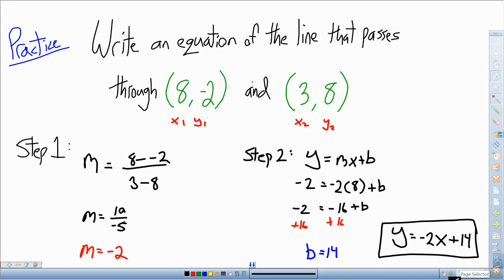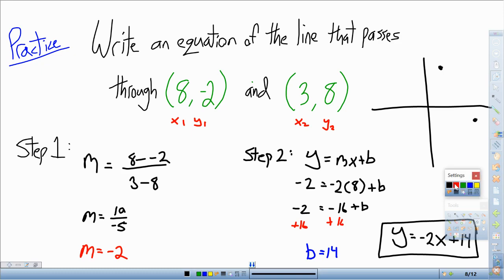And again, just to give you context, this is the equation of the line that passes through these 2 points. If I were to graph these points, you don't need to do this, I want to do one last thing. 8, negative 2: to the right 8, down 2. 3, 8: to the right 3, up 8. This would be my line, a very inaccurate version of my line.